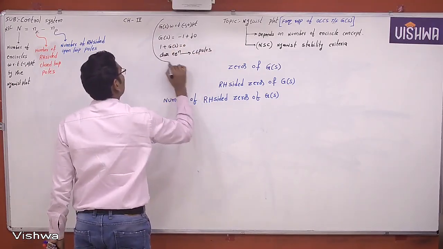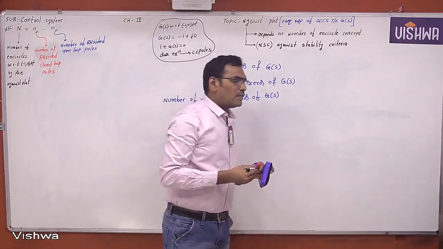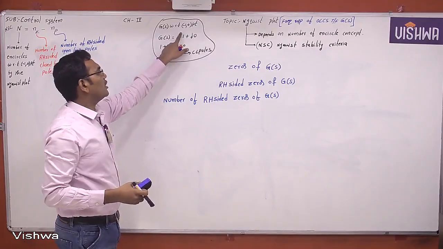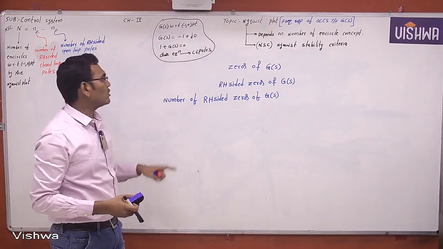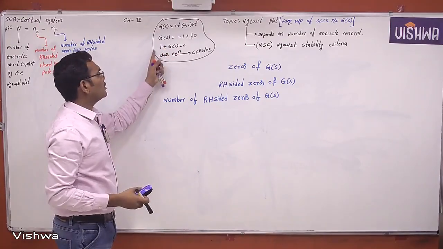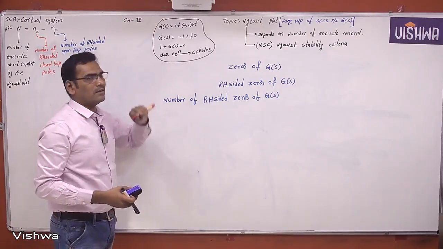Okay. Now this is the open loop control system. When you study the open loop control system with respect to the -1, 0 point, that is not the open loop control system. That totally deals with the closed loop control system. That totally deals with the characteristic equation. That totally deals with the closed loop poles.